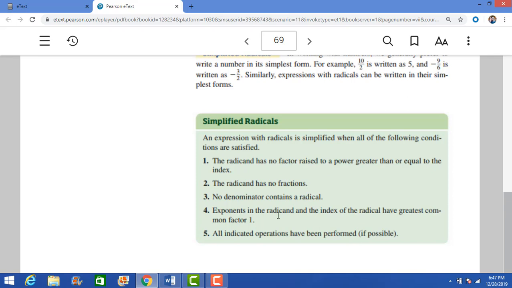4. Exponents in the radicand and the index of the radical have greatest common factor of 1. So it cannot have any common factor bigger than 1. All indicated operations have been performed if possible.